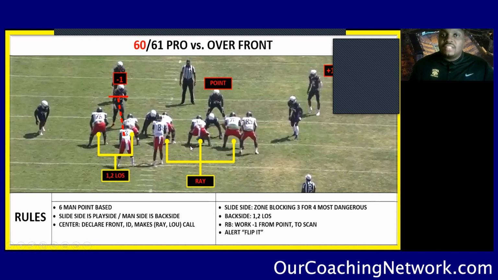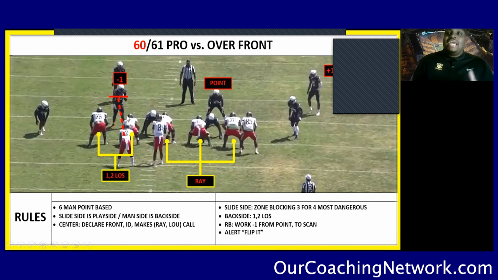Okay. The running back is responsible for -1 from the point. All right. So the offensive line slides to the call side. This is 60. So we're sliding to the right. The running back goes to the negative side as far as how we point. Again, it's a point-based system. So this is the point man. We have the running back, has -1 to the minus side back to scan.